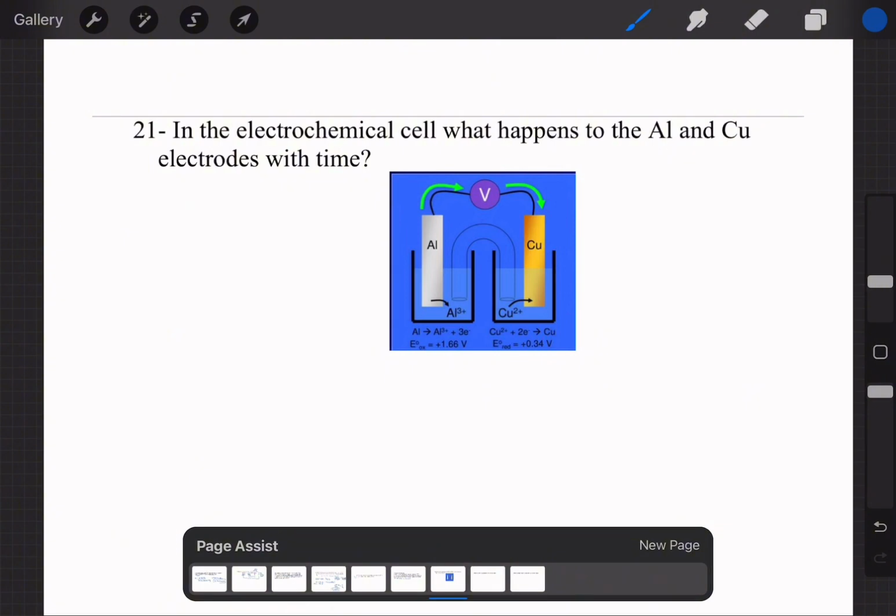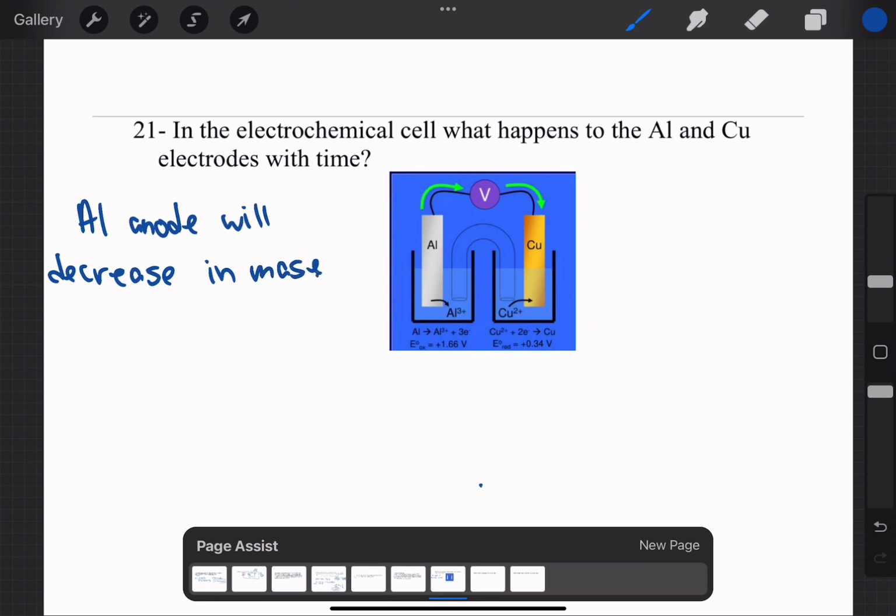Okay. Here we can obviously see that aluminum is losing and copper seems to be gaining on here. So aluminum is going to be our anode, which will decrease, and copper is going to be our cathode, which will increase.